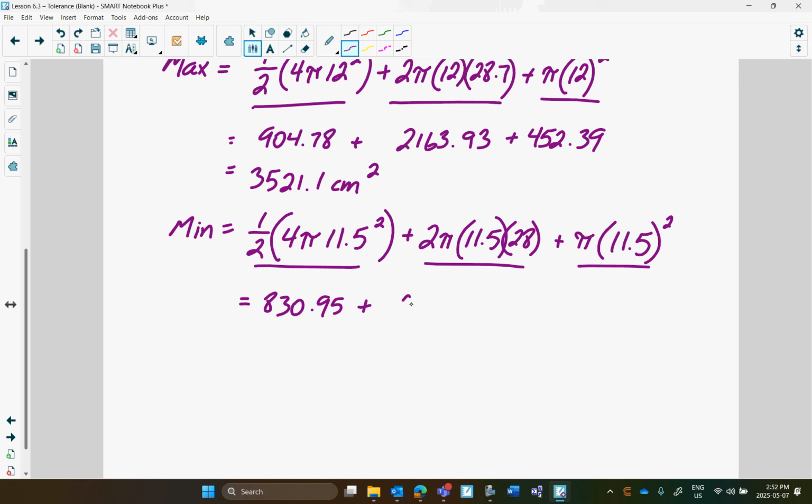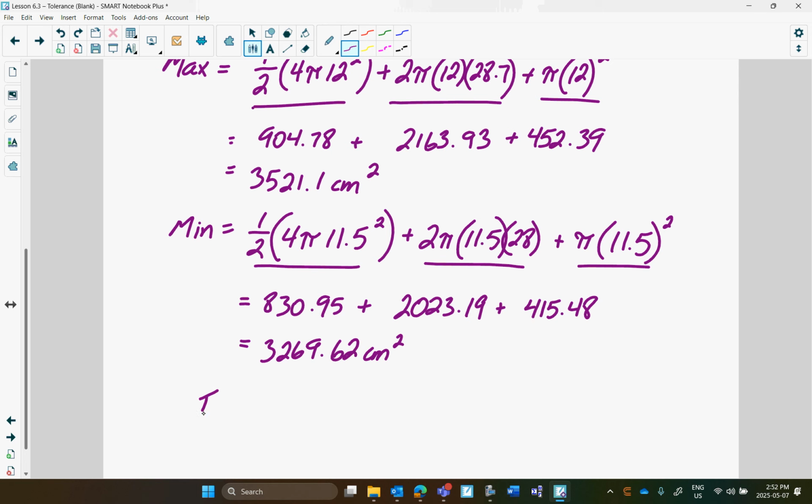This one works out to 2023.19. And then 11.5 squared times pi works out to 415.48. So if we add those together, we're going to get 830.95 plus 2023.19 plus 415.48. That gives us 3,269.62. Remember, it's surface area, so we're centimeters squared.